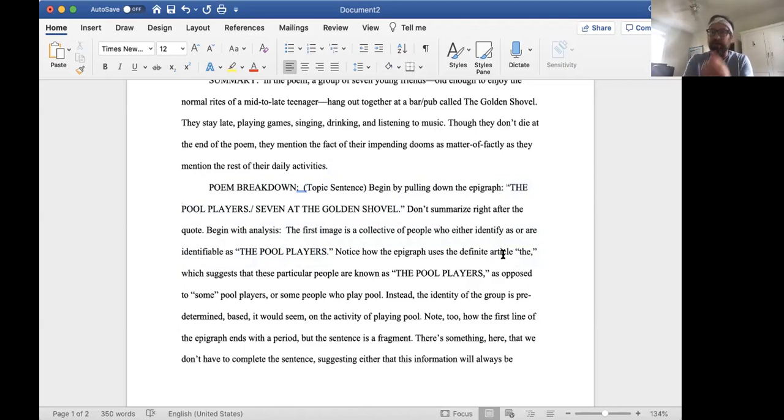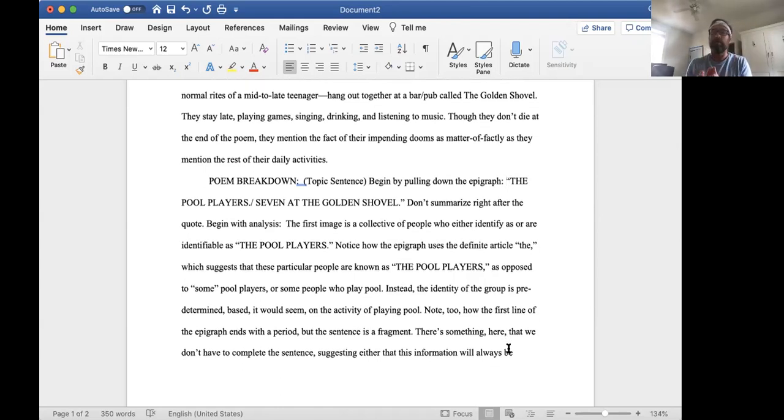So notice how the epigraph uses the definite article "the," which suggests that these particular people are known as the pool players, as opposed to some pool players or some people who play pool. Instead, the identity of the group is predetermined, based, it would seem, on the activity of playing pool. So I'm down now where I'm making an argument basically that the definite article "the," within the collective image of the pool players within this epigraph, tells me there's something in here about identifying. Right? Being identified, having an identity thrust upon you, or taking one on that is based on one particular action that you do that is in no way encapsulating. So the thing I'm going to think about is fragmentary identity.